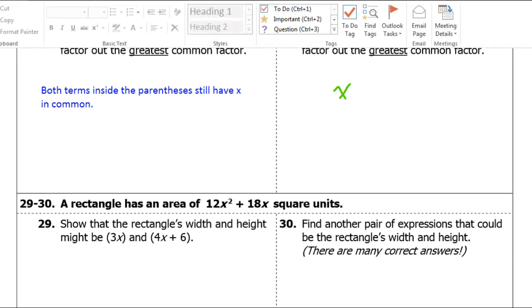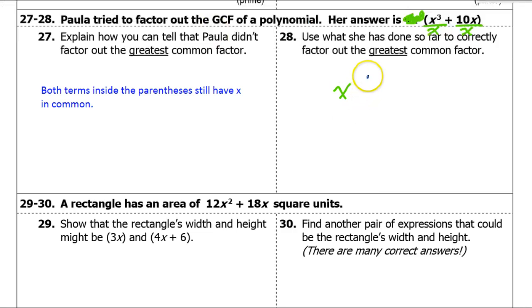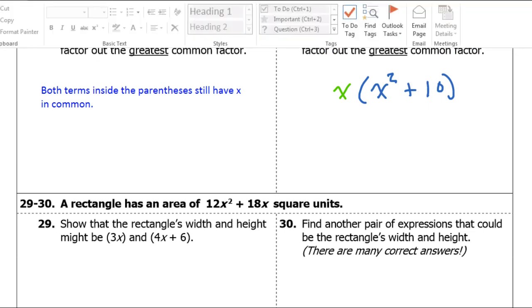So inside the parentheses, that's going to leave me with x squared, right? X to the 3rd power divided by x is x squared, plus 10, because these x's cancel out. So if this was the original problem, then this would be the answer. However, that's not quite what the situation was.